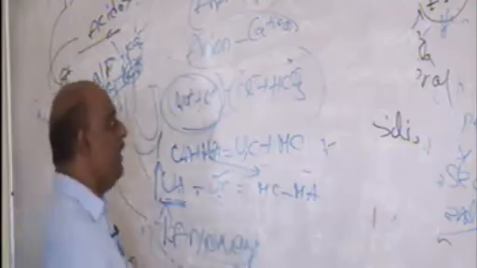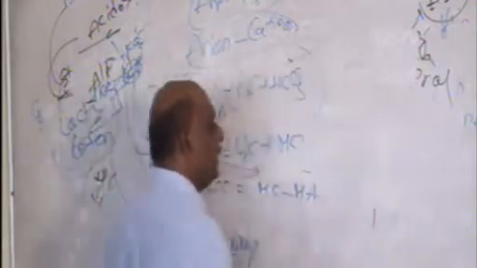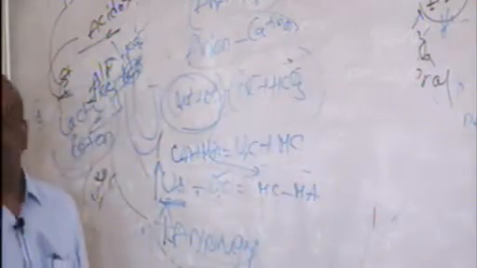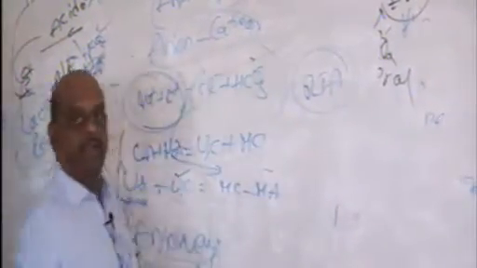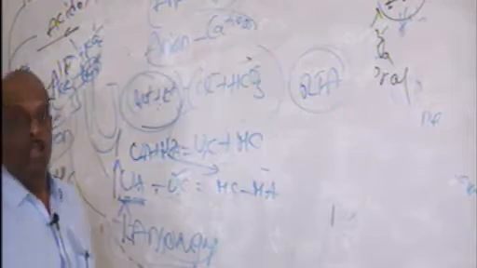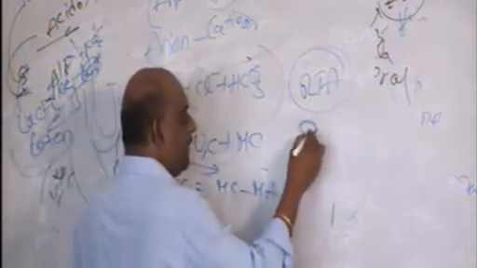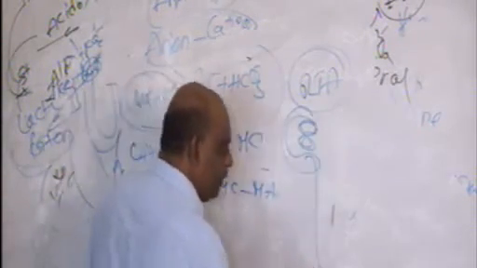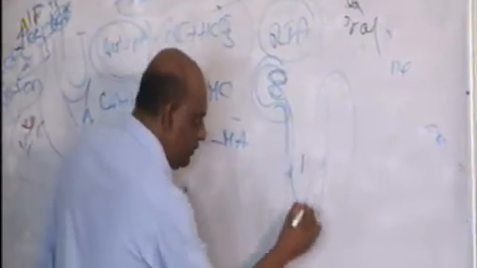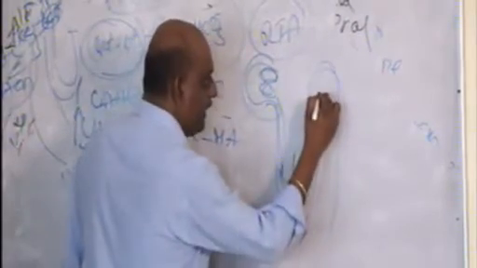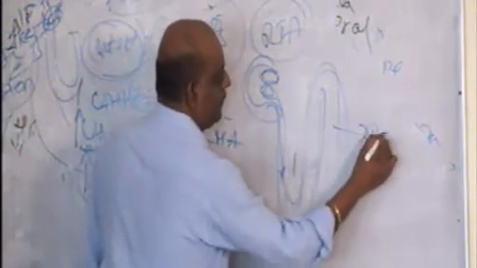Agree? Then you have another scenario of metabolic acidosis. That scenario is called renal tubular acidosis. In this, what is happening? There is a proximal tubule, descending limb, ascending limb, and distal tubule.